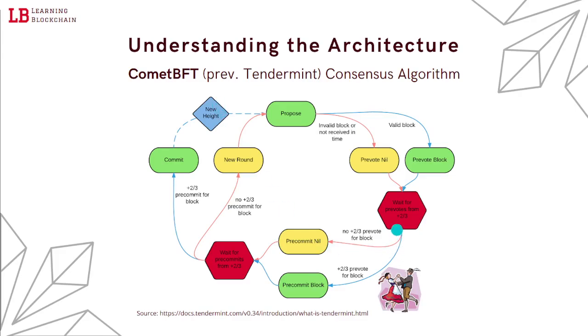Keep in mind that when I say more than 2/3 of the pre-votes or the pre-commits, it refers to the staked amount, not the number of validators. So for example, if we have 10 validators and the first 3 validators hold 70% of the voting power, only having a valid vote from these 3 validators would be enough to create new blocks.